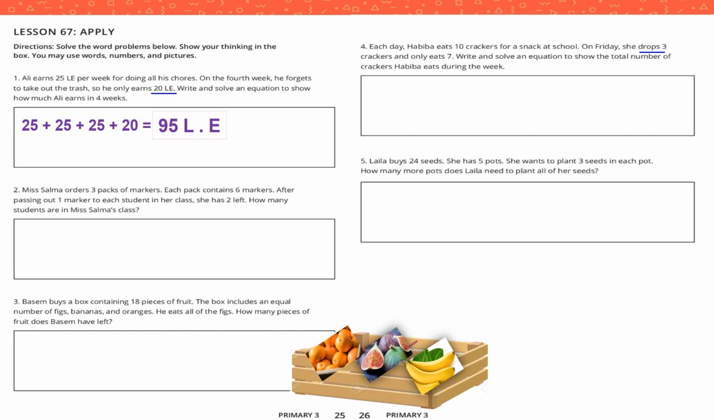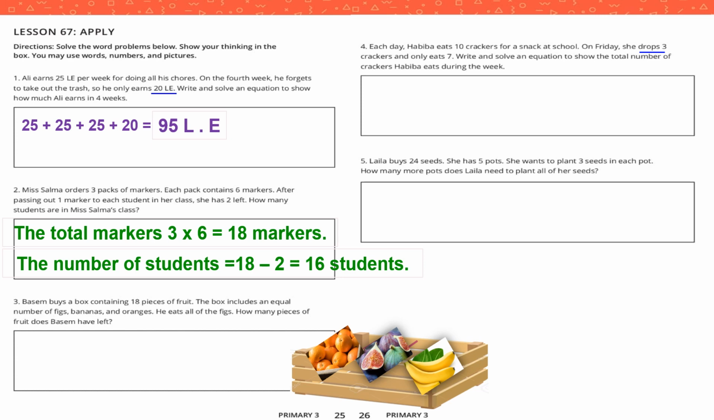First, I want to know how many markers there are in all. I have 3 packs, and inside each pack I have 6 markers. So the total markers are 3 times 6 equals 18 markers. She gave each student 1 and has 2 left. So the number of students equals 18 minus 2, because she has 2 left. So the total number of students will be 16 students.